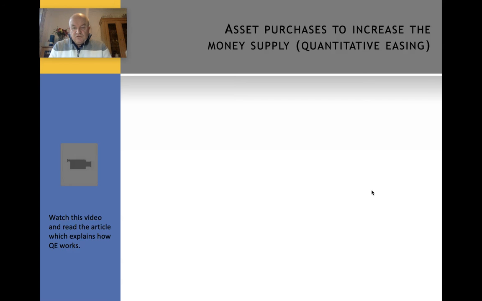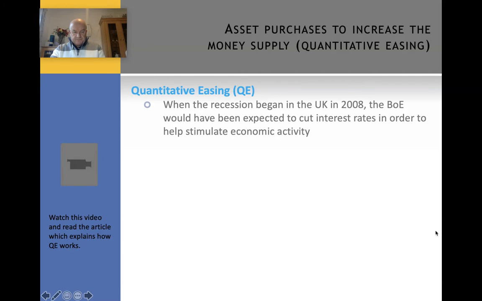This is really talking a little bit more about quantitative easing now, also known as asset purchases to increase the money supply. And there's a nice video which explains how QE works that I'd like you to take a look at, which is by clicking on here. It's quite a nice article about quantitative easing and the way the whole process works, but there is also a video attached too. So, in terms of what QE is, quantitative easing, also known as QE.